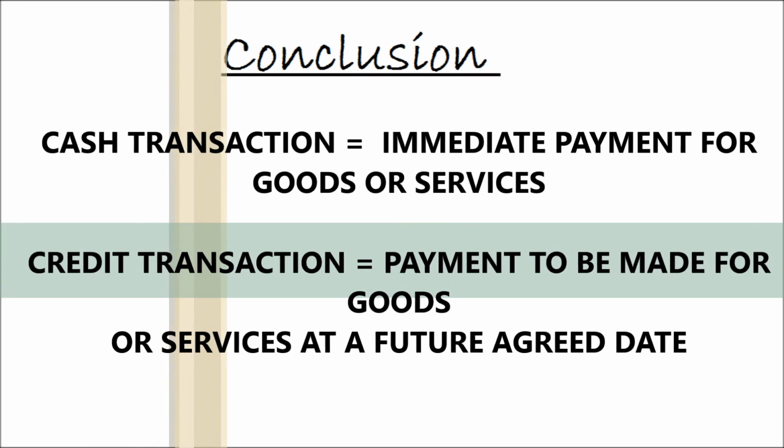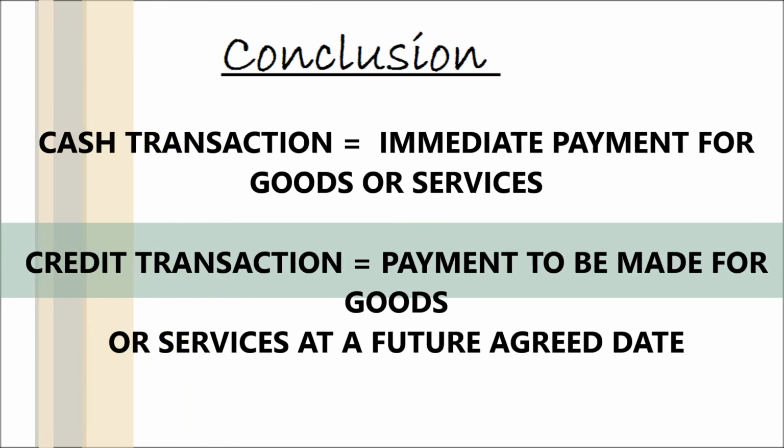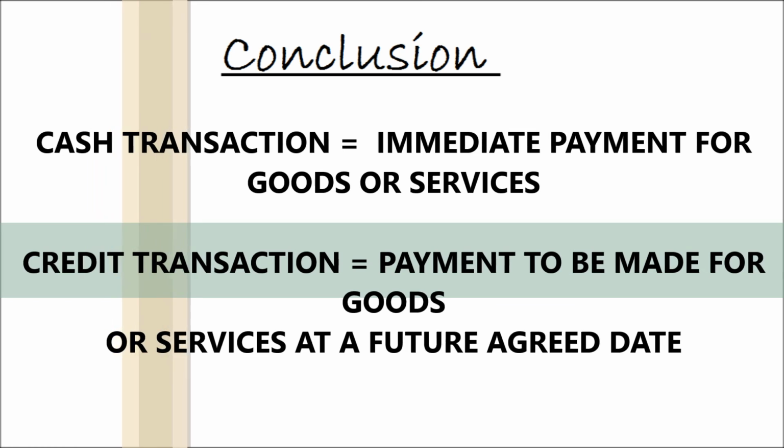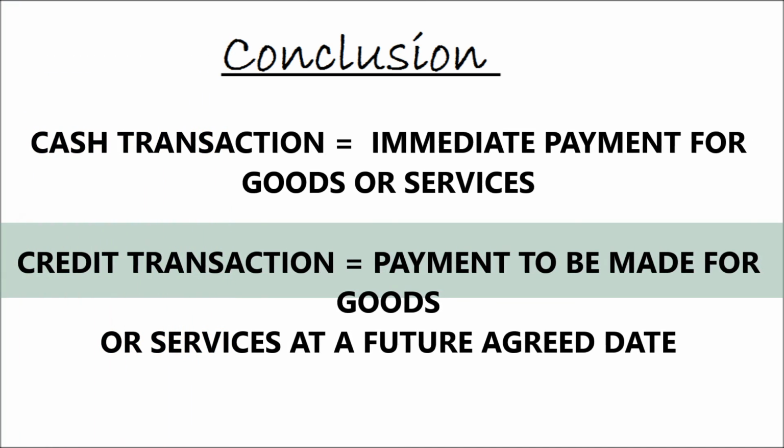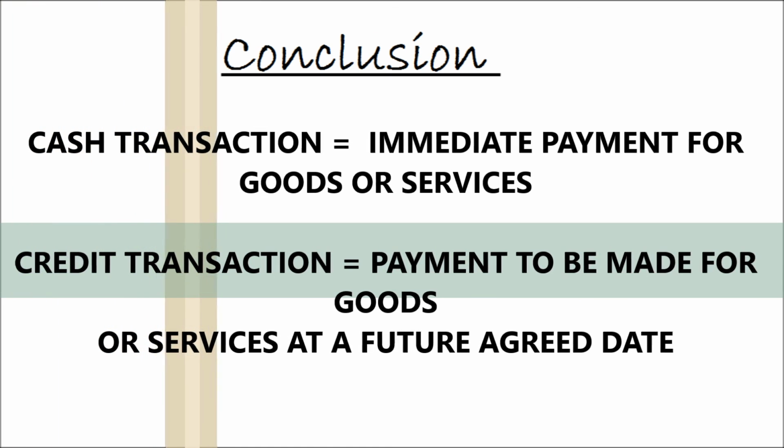So in conclusion, a cash payment is when the payment is made immediately, and a credit transaction occurs when the payment is made at a future date agreed by the buyer and the seller.